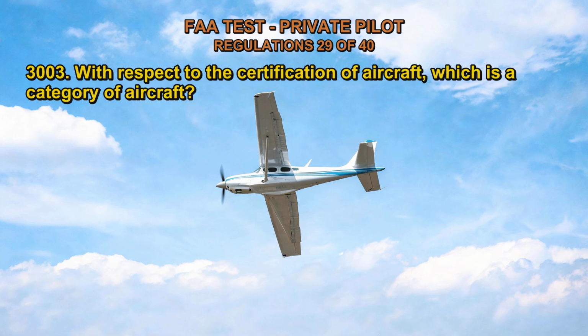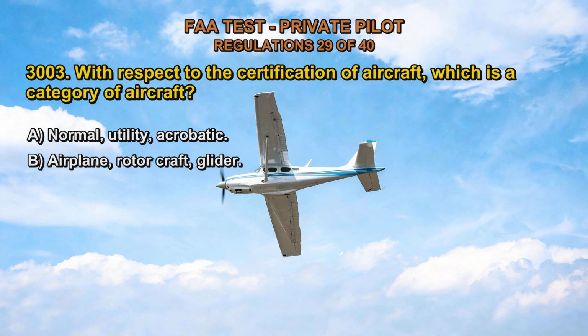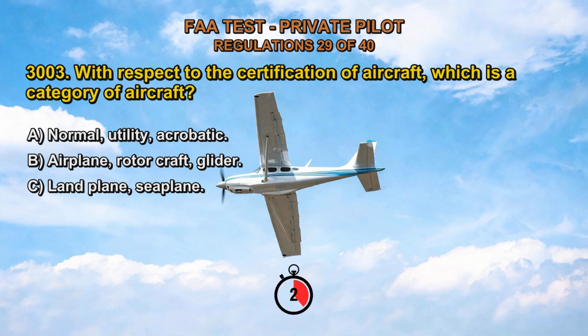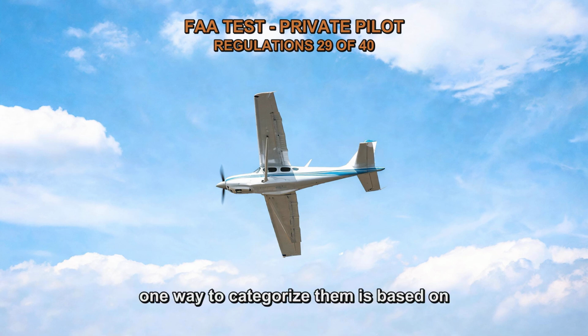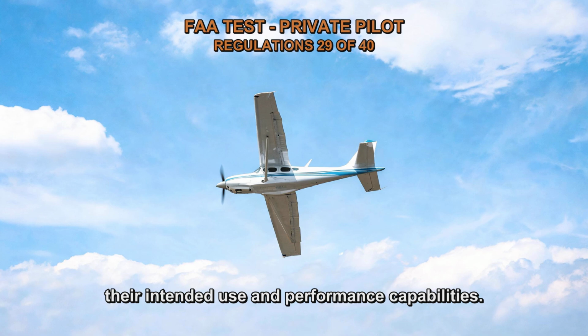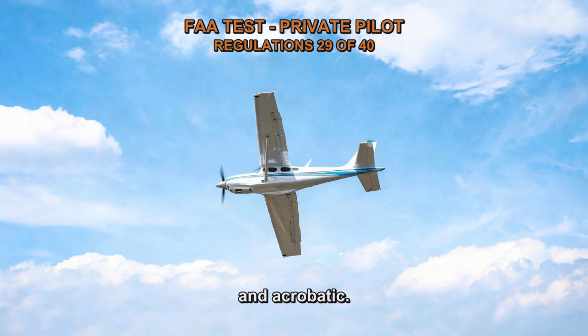3003. With respect to the certification of aircraft, which is a category of aircraft? A. Normal, utility, acrobatic. B. Airplane, rotorcraft, glider. C. Landplane, seaplane. The correct answer is A. When it comes to the certification of aircraft, one way to categorize them is based on their intended use and performance capabilities. The three categories of aircraft are normal, utility, and acrobatic.